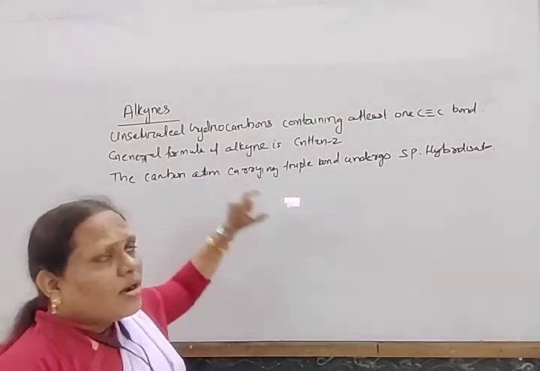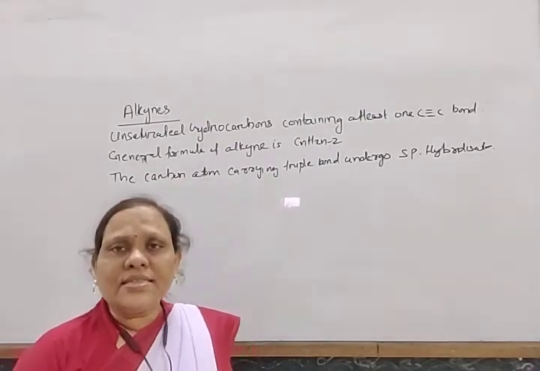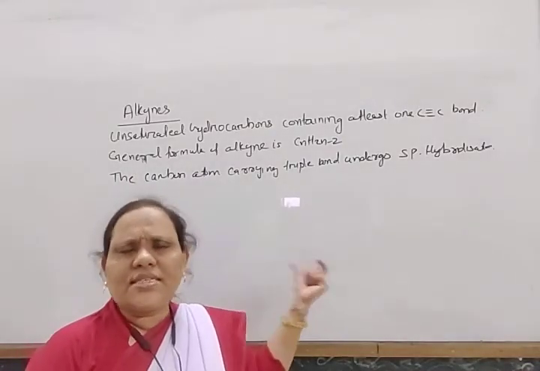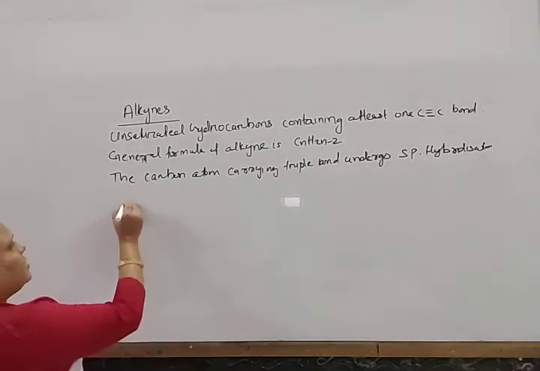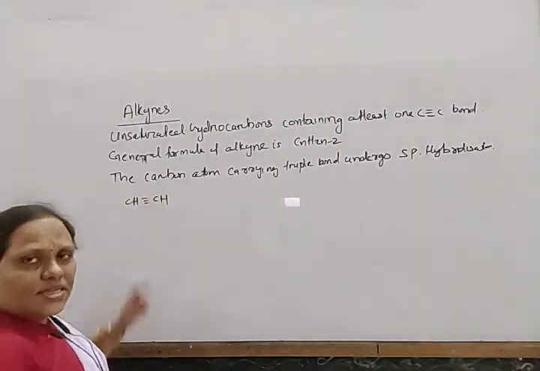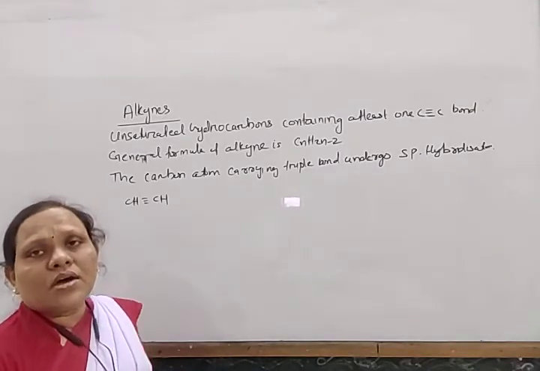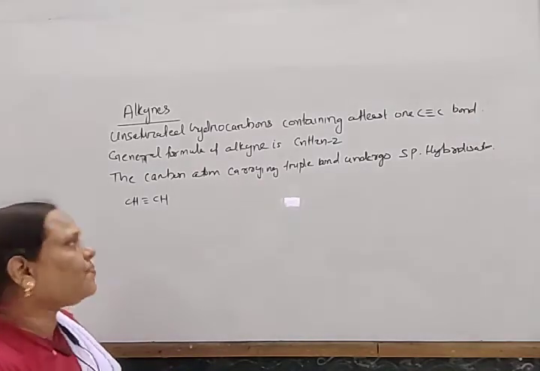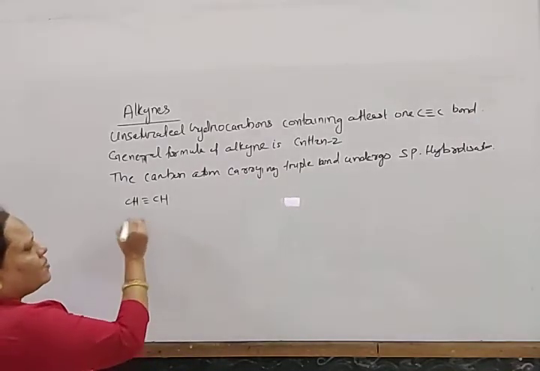And all other higher alkynes are also known as acetylenes. Acetylene itself is only CH triple bond CH, ethyne, known as acetylene. All other higher alkynes are also known as acetylenes. Okay, so how to name them?